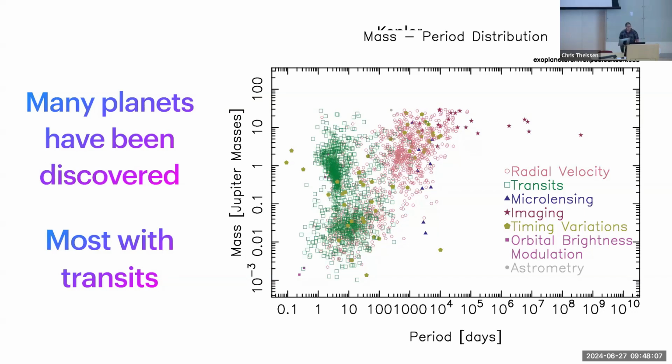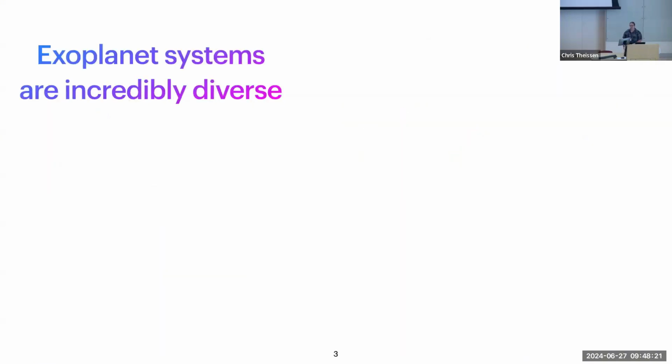If you look at the green color coding on this plot, those are the planets that have been found using the transit method, where you find dips in the stellar light because of the planet passing in front of the star. One of the things you might notice from this plot is that exoplanet systems are extremely diverse. They exist at a wide range of masses and radii and orbital separations.